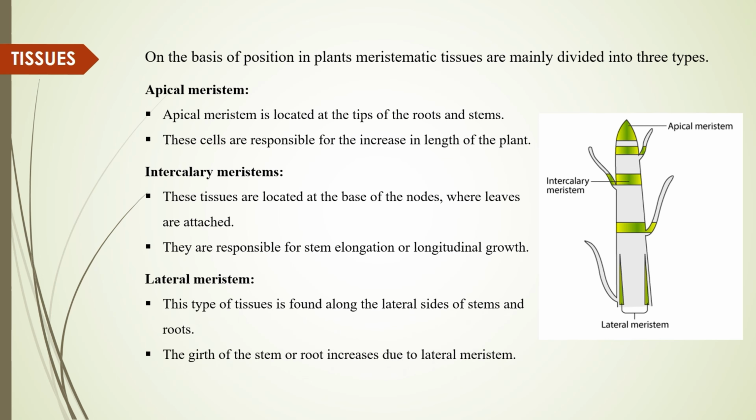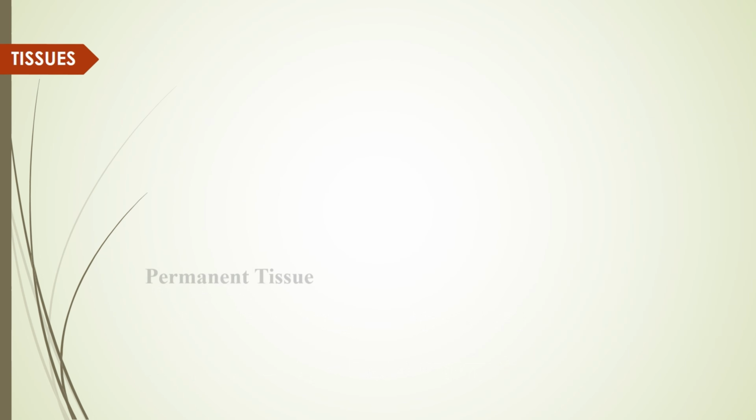Third one is lateral meristem. The tissue is found along the lateral sides of the stems and roots. The girth of the stem or root increases due to lateral meristem.